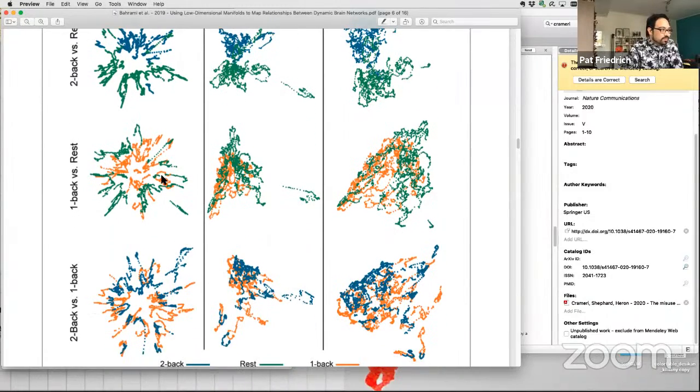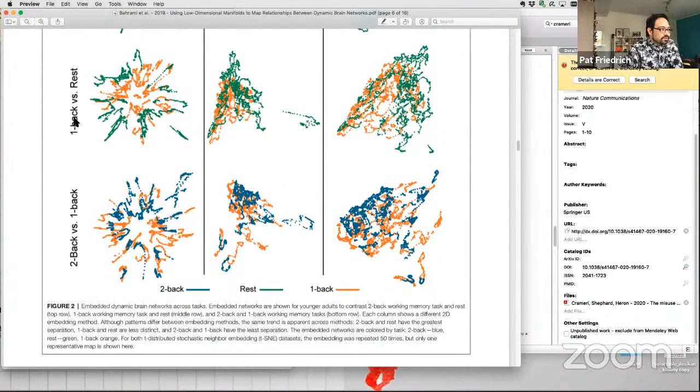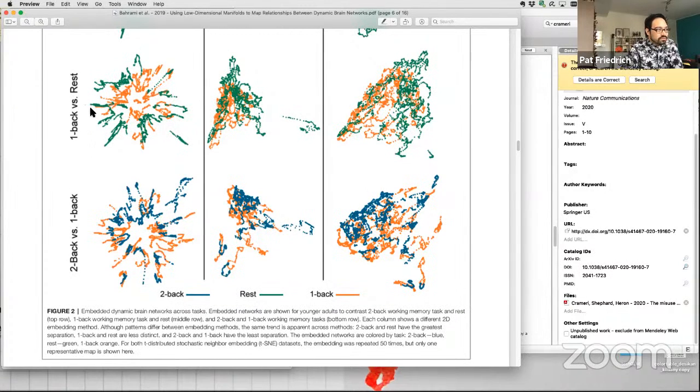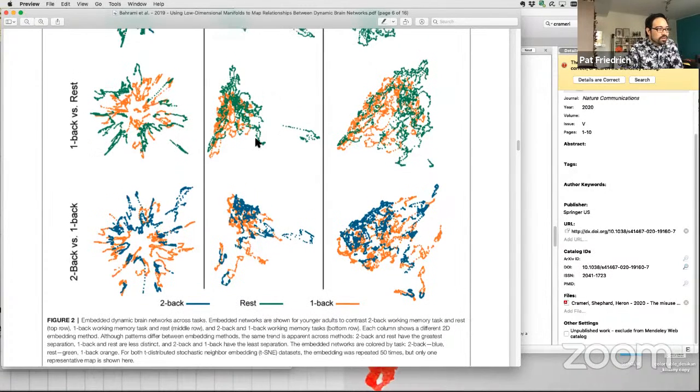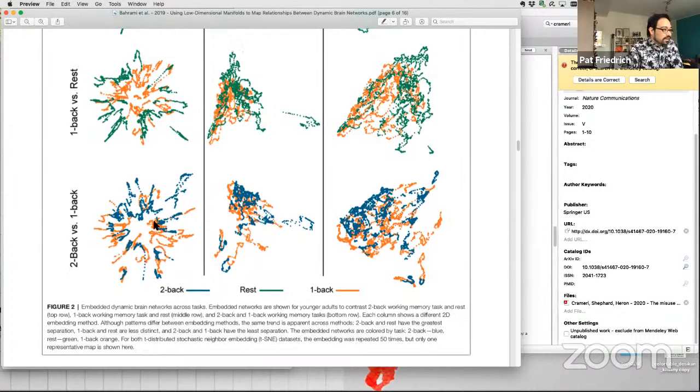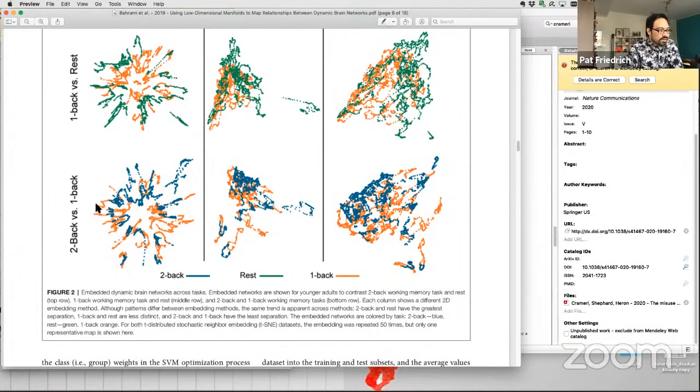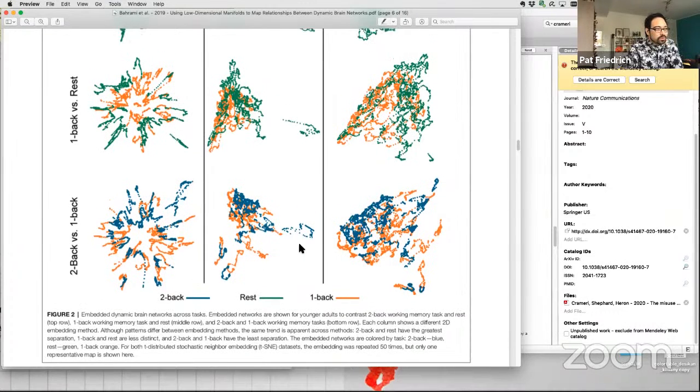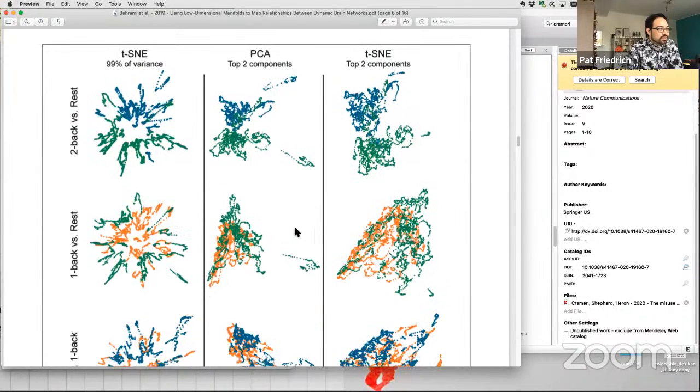It becomes more muddled when we're looking at different contrasts. So here, for instance, 1-back versus rest, it's kind of all over the place. PCA is not able to distinguish it in any meaningful way. And somewhat that's also true in 2-back to 1-back. So what we can see here is actually that it's easier for this algorithm to distinguish 2-back networks, or networks that were acquired from the 2-back condition, versus networks that were derived from resting state.